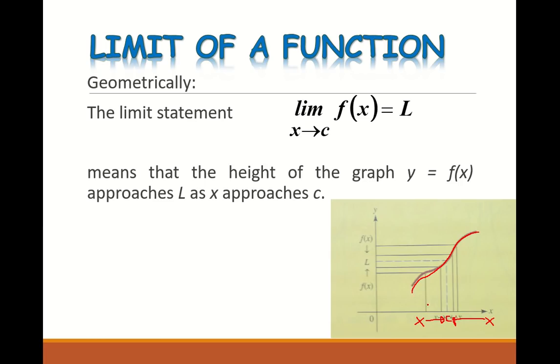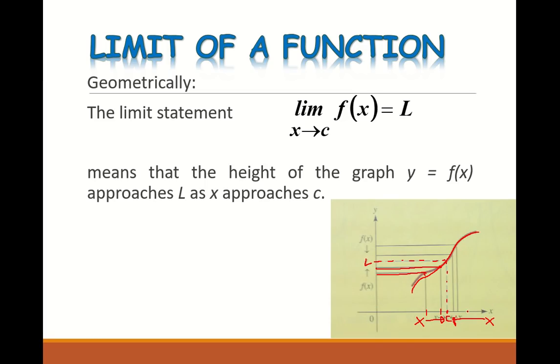As you can see here, when x equals this value, the value of x is here. We have the graph here, and this is the corresponding height. So this is our f of x. And when x is somewhere here, look at the intersection on the graph. This is our f of x. Then as x approaches c, this is the corresponding value of f of x, and we call it L. So as x approaches c, our f of x approaches L.